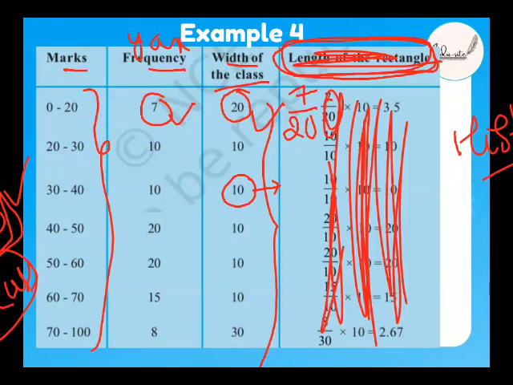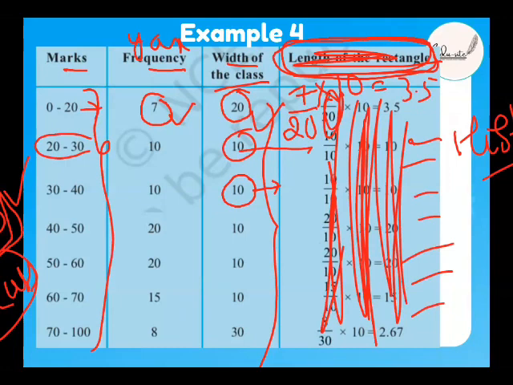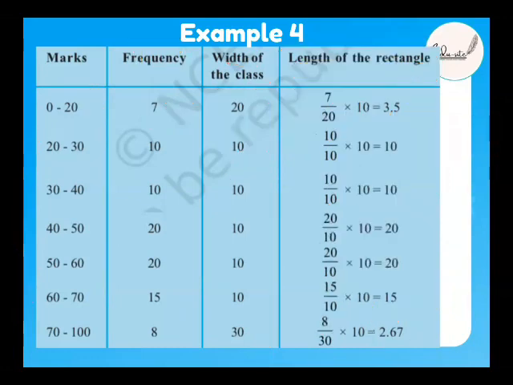Class interval में minimum कौन सा था? 10 था, right? So 7/20 multiplied by 10 करोगे. Okay, what is 7/20 multiplied by 10? It is 3.5. इस तरह आप सभी class intervals के लिए answer निकालोगे. Okay, that will be the length of the rectangle. Understood, Laiba? Yes, ma'am.